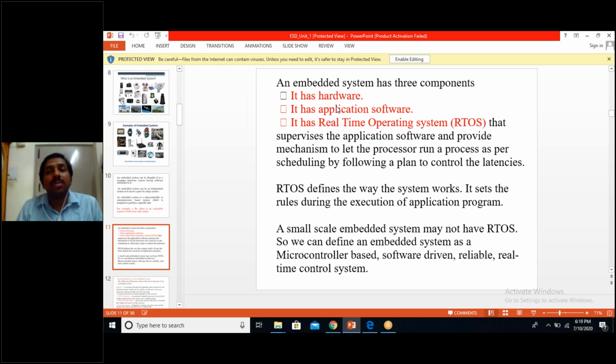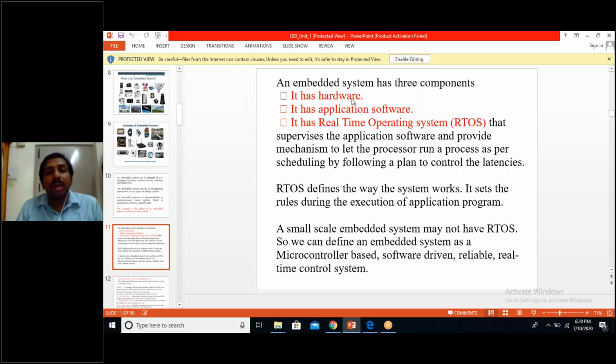That OS, in terms of embedded terminology, is called a real-time OS, because most of the applications of embedded systems are related to real-time, which are time-critical systems like your missile launching system and aircraft. So there you require time-critical systems, so the response must be deterministic.